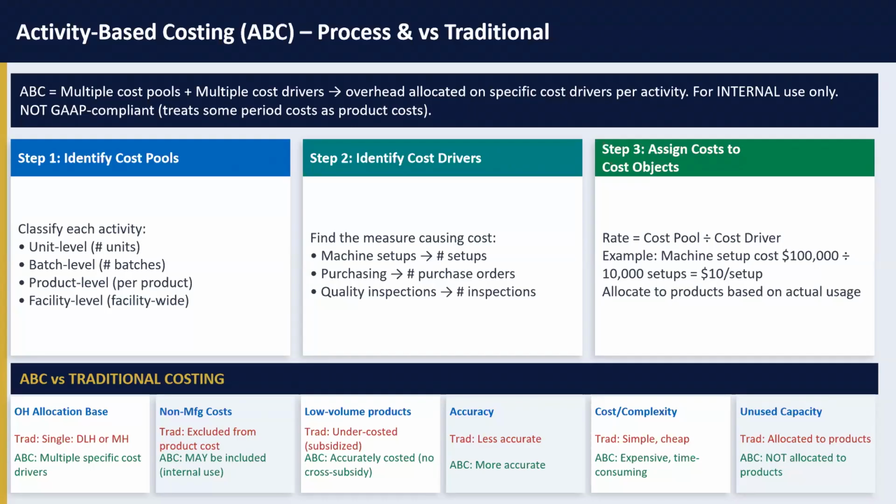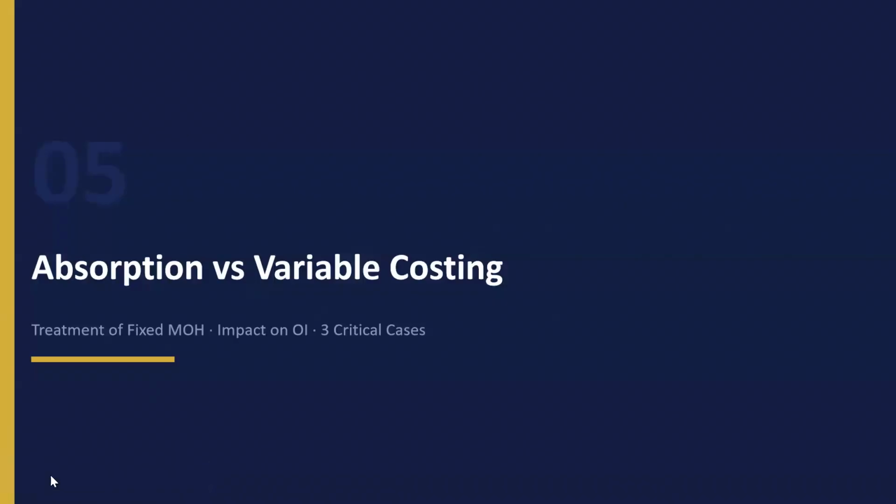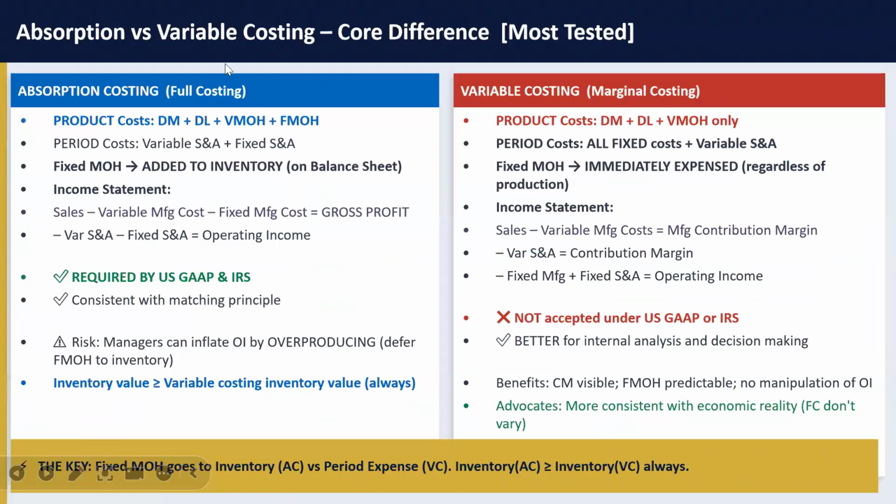Next up, absorption and variable costing. Absorption costing and variable costing are two different costing methods of allocating the cost for your final products. We'll look at how distinct they are. In absorption costing, your product costs involve all your manufacturing costs, such as direct material, direct labor, variable manufacturing overhead, and fixed manufacturing overhead. All of these are treated as product costs in absorption costing.